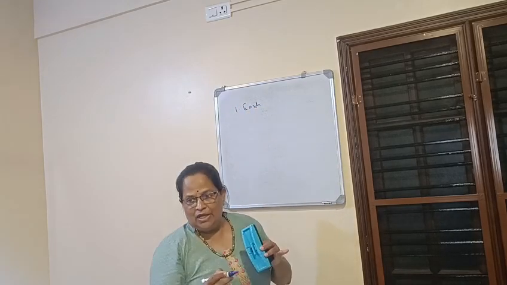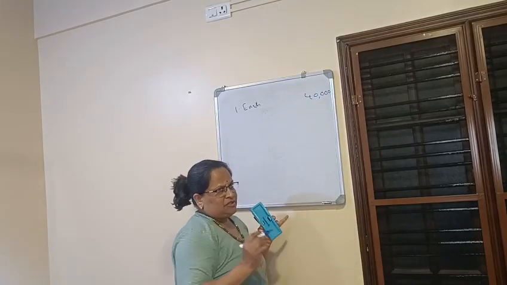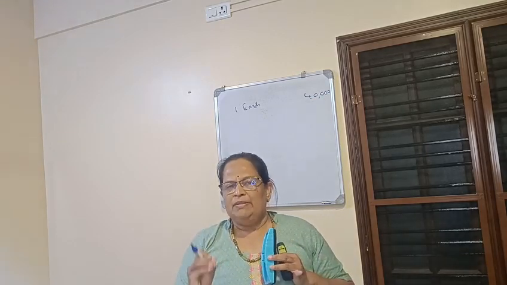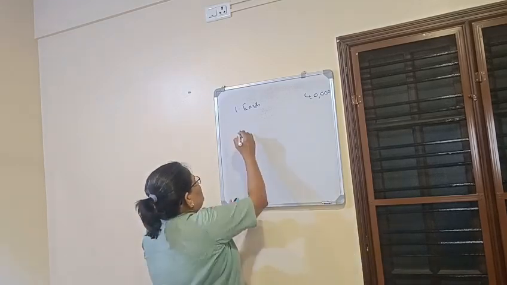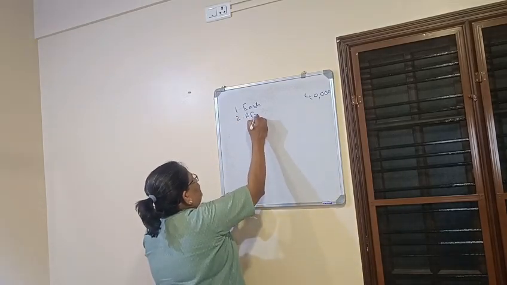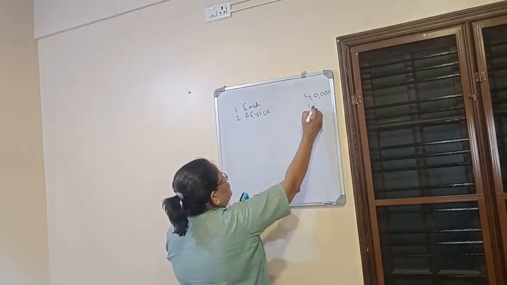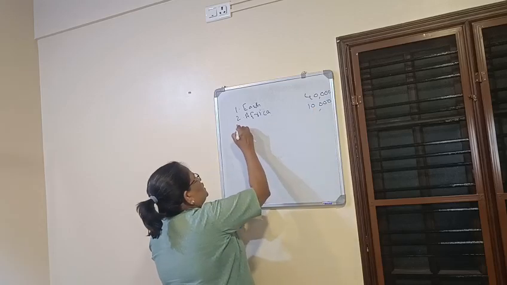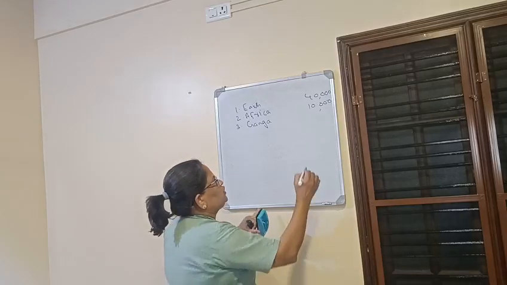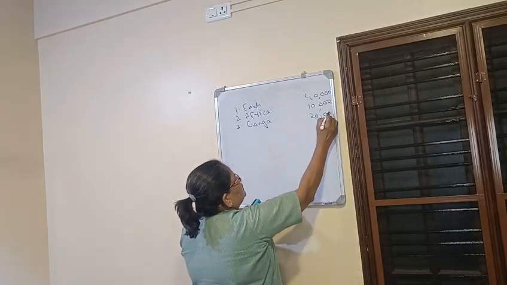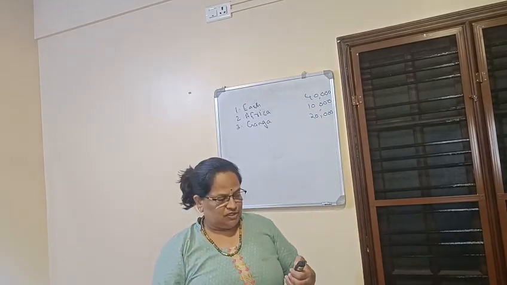The Earthquake Relief Fund value is 40,000. This is a 100% deduction. Only the Prime Minister's Drought Relief Fund is without limit at 50%. All the items coming here are 100%, so we can take that. Then the Africa Fund, value 10,000. Next is the Clean Ganga Project, value 20,000. Now, without limit, the total deduction is 70,000.